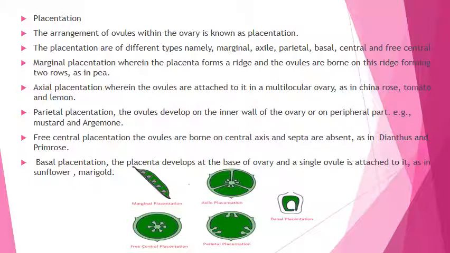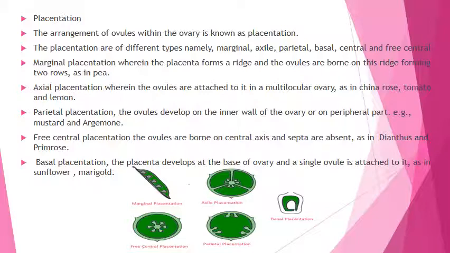Axial placentation is that in which the ovules are attached to the axis in a multilocular ovary, as we find in China rose, or tomato and lemon. You are very much familiar with the tomato and lemon. If you cut the tomato into slices, then you will find that the ovules are attached in a multilocular structure, that is called axial placentation.